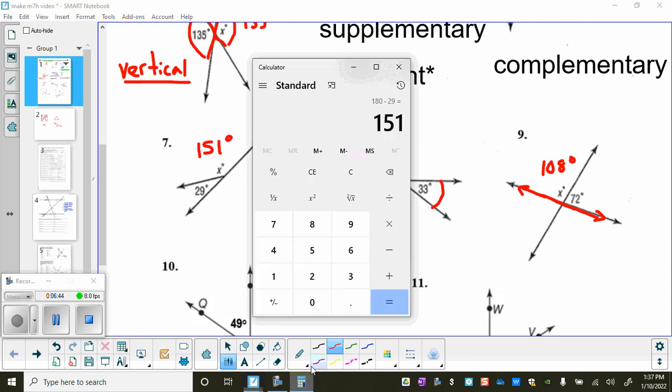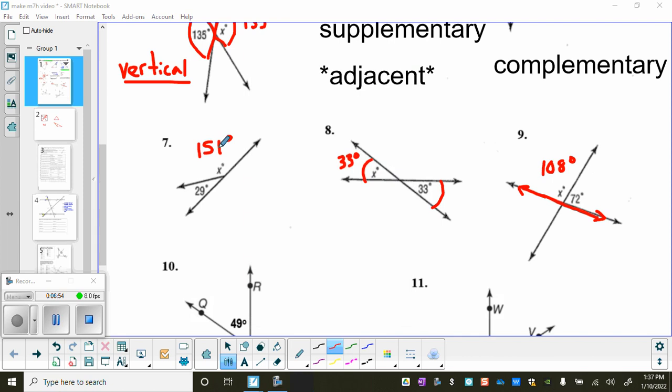108 plus 72 gives you the 180. Okay, so this has to be a 108 degree angle. And again, that's because they were supplementary. So I didn't write those words down, but you will need that for your Google form. These were supplementary, these were vertical, and these were also supplementary.